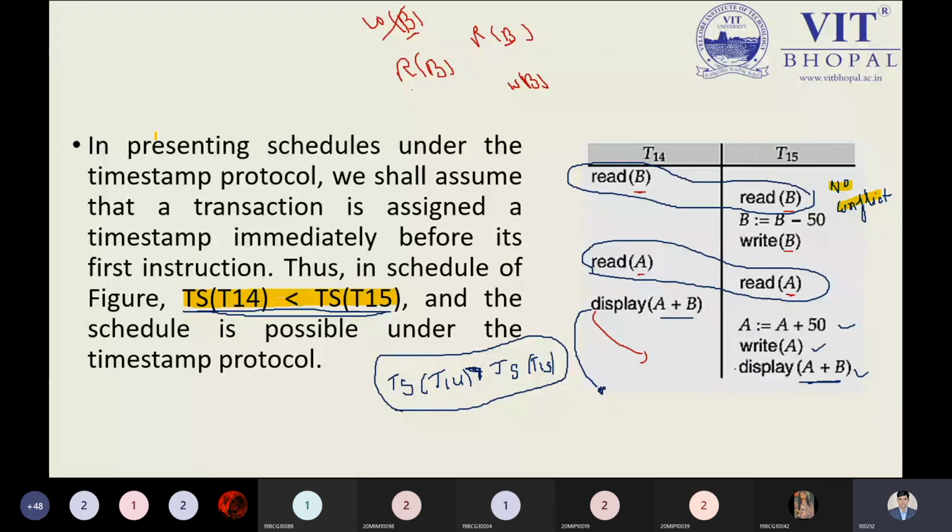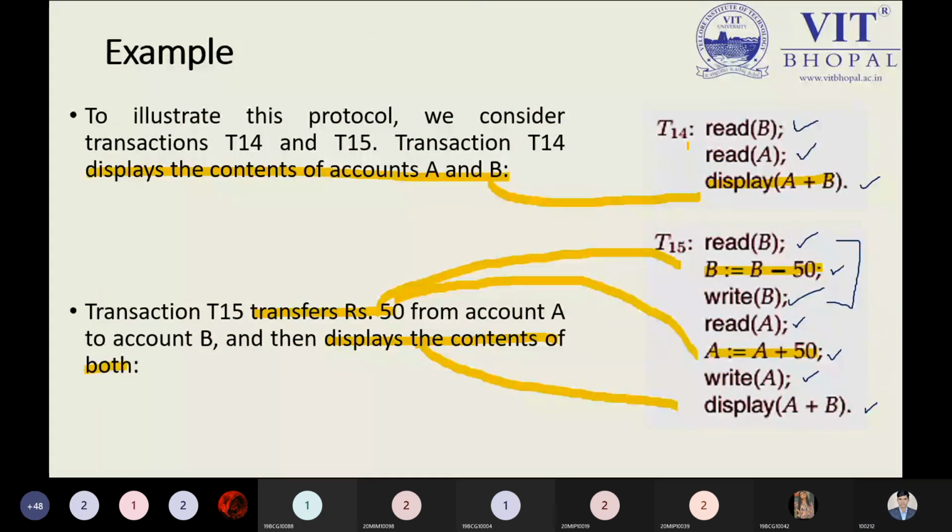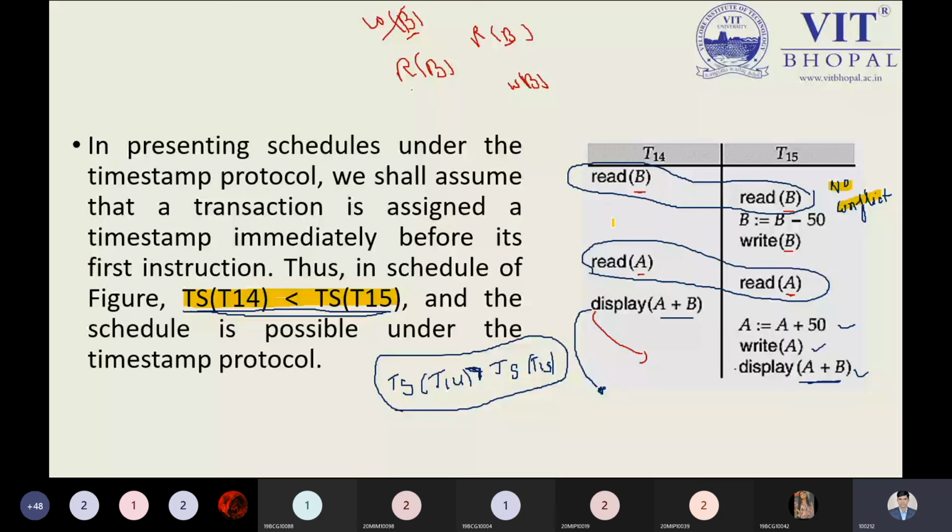Now I'm using display A plus B. This was my point in T14. It will display the result of only A and B. It will add the value of A and subtract the value of B only, but it will not generate the correct result. So what I have done: A equal to A plus B in T15 I can do on the above side. So the display function I have to take right over here, or I have to take right over here.